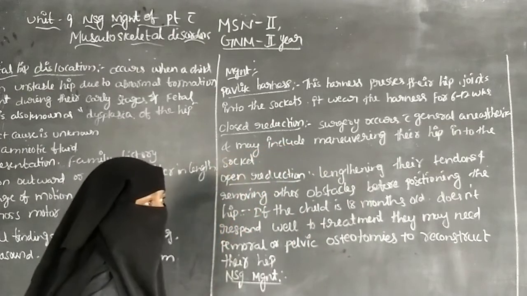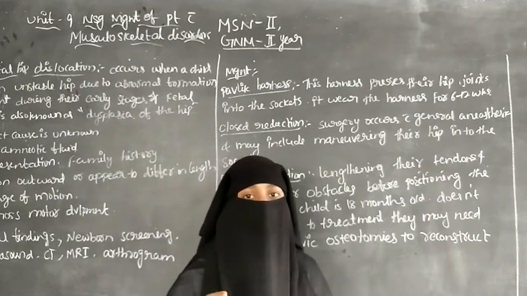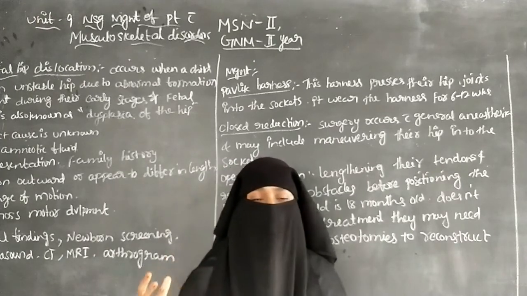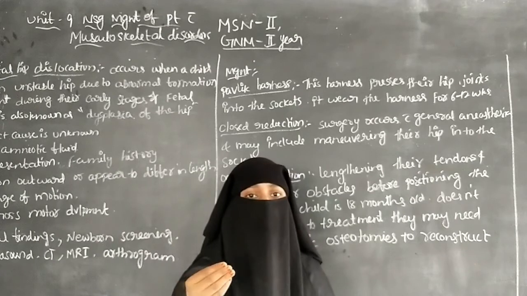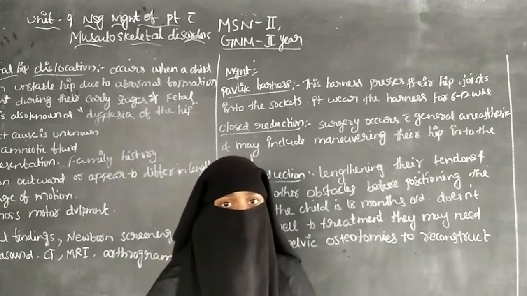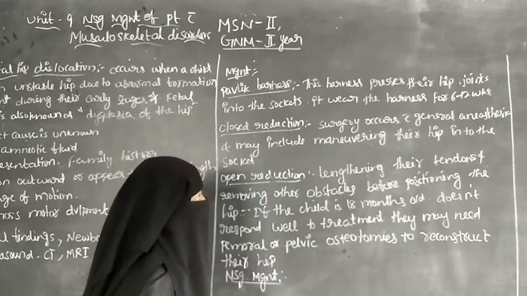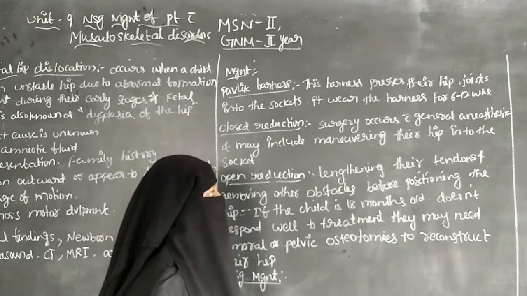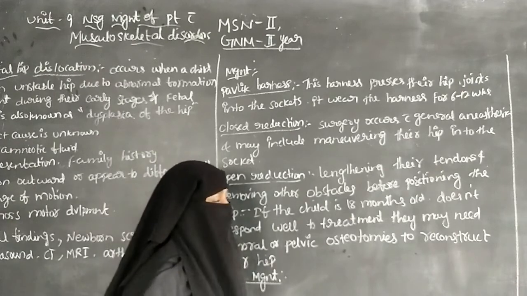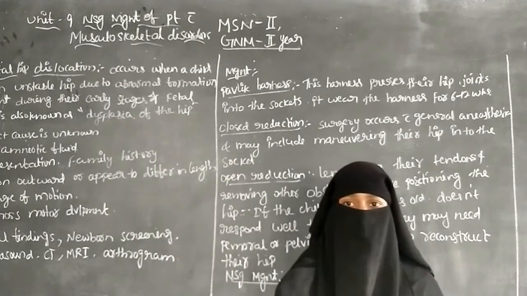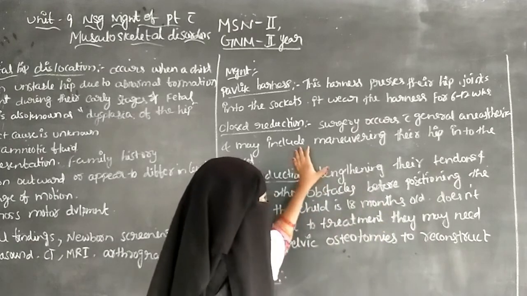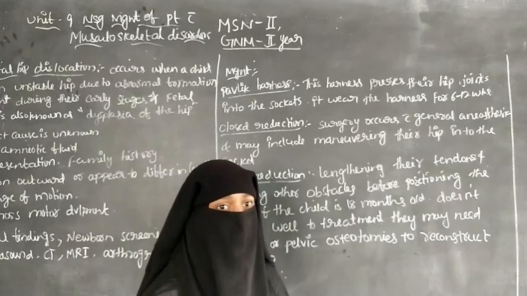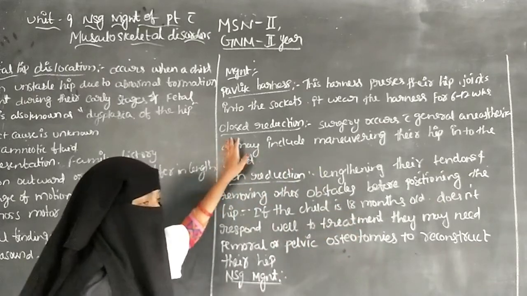In closed reduction, the surgeon does not open the skin, and inside the body only the dislocated hip joint is placed into the socket in the normal position. Surgery occurs with general anesthesia and may include maneuvering the hip into the socket. By maneuvering by hand, they keep the dislocated joint in the socket in the normal position in closed reduction.